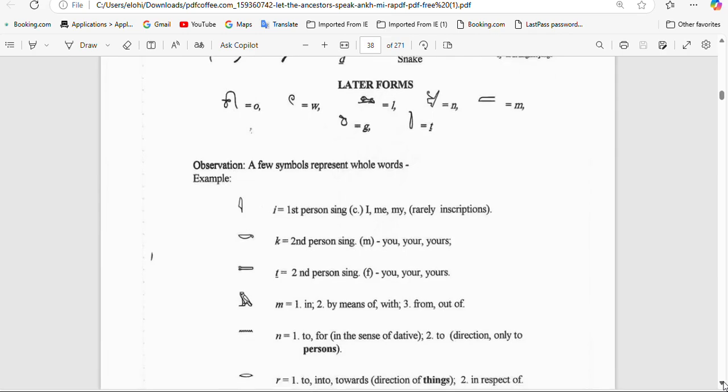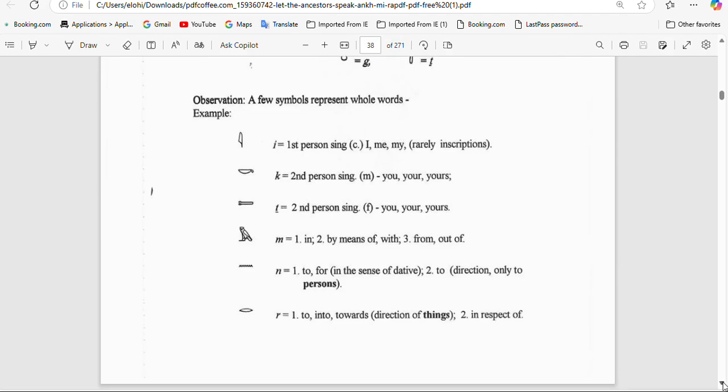Observation: a few symbols represent whole words. For example, this is a reed leaf here. On I, it could represent first person singular, I, me, my. Rarely used in inscription. And then you have the K here, basket, second person: you, your, yours. Then you have the cha again, second person singular. Could be you, your, yours. Then you have the M again. Number 1, in; 2, by means of; 3, from, out of.